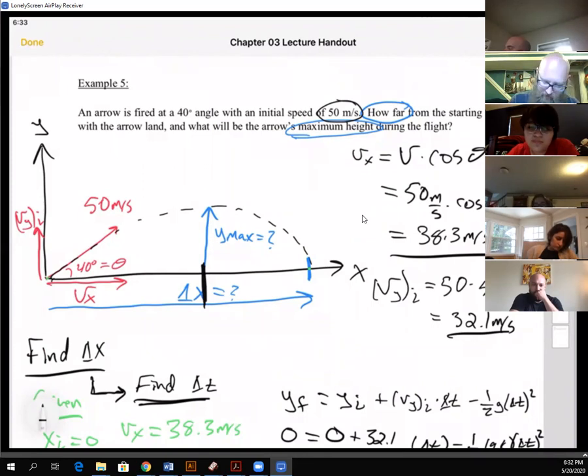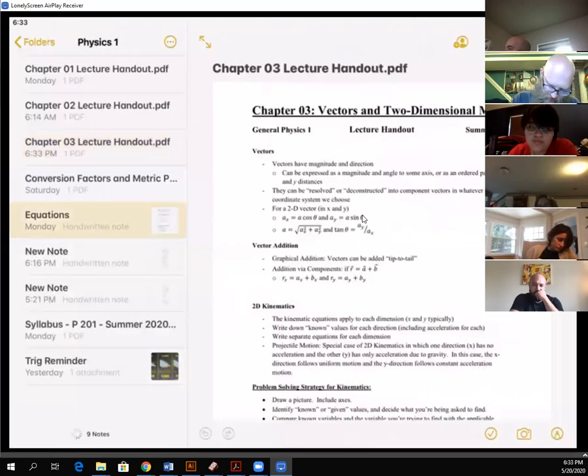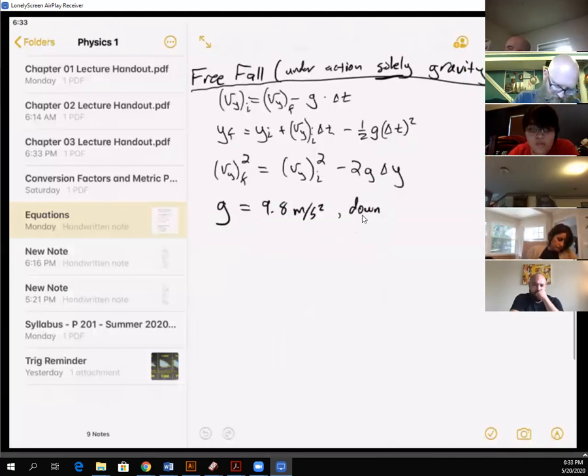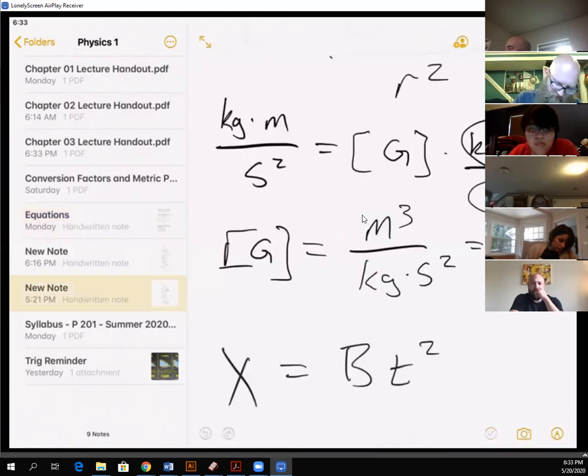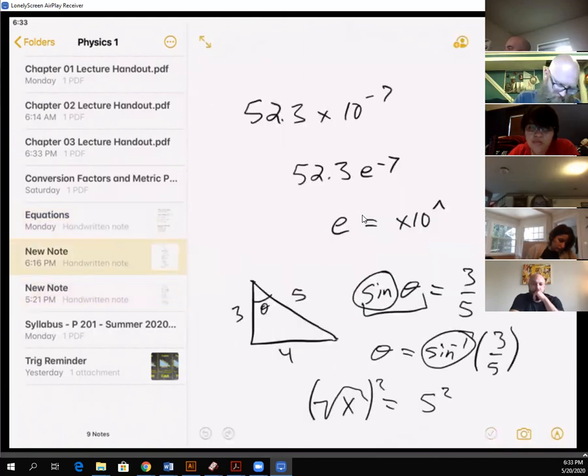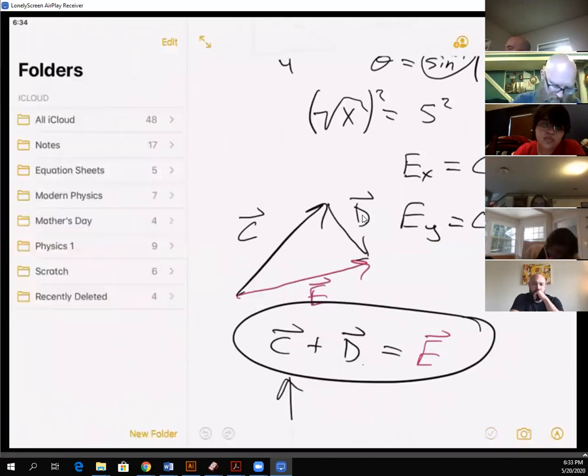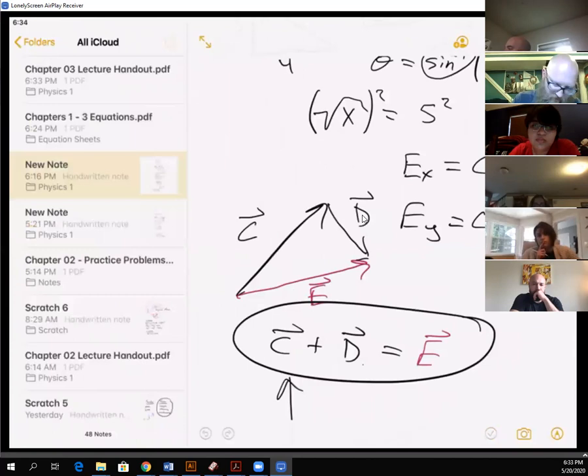And the trick here, where did I put those equations? Here, I put them under, not there, not there. Let's see. Can I sort them by recently? No, I can't. It was here, yeah.